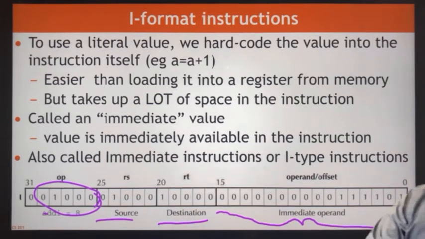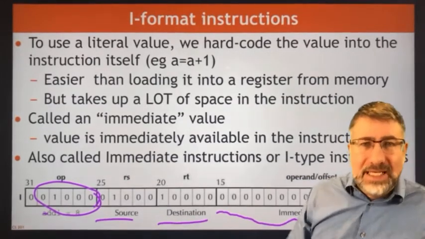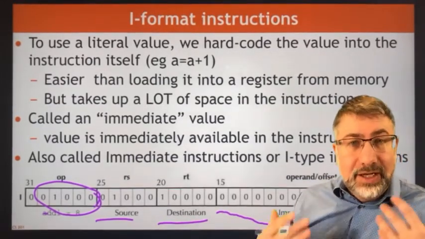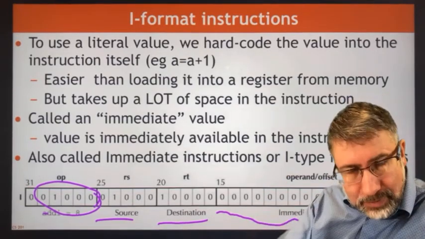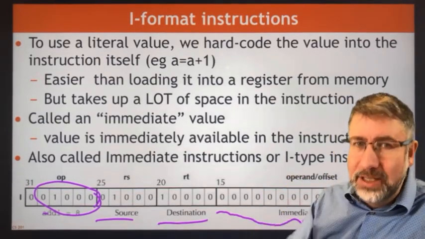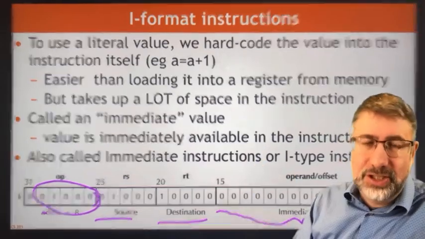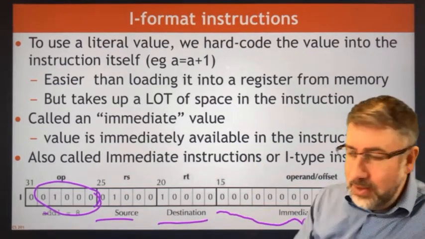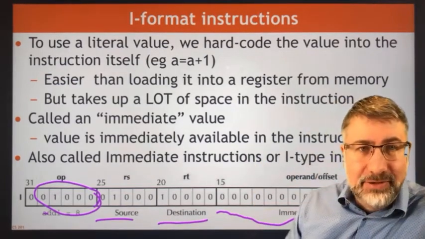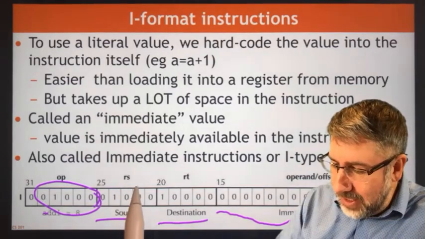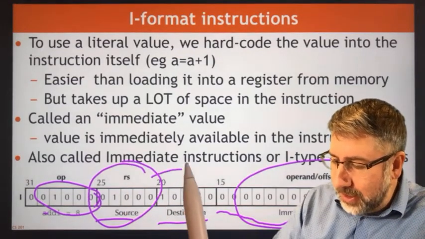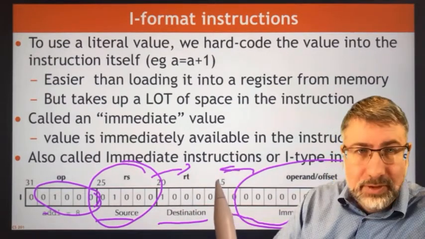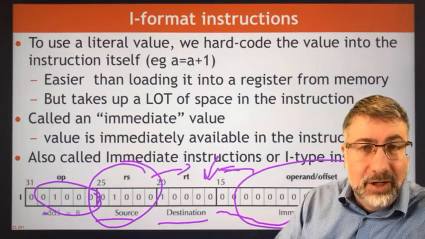And we call this an immediate value because it's available immediately in the instruction itself. We don't have to look it up in a register. We don't have to look it up in the memory. It's right there in the instruction itself, stored in the instruction memory. And so what happens is we're going to take RS, and we're going to take the immediate operand, and we're going to combine them, present them to the ALU, and the result is going to be placed back in RT.